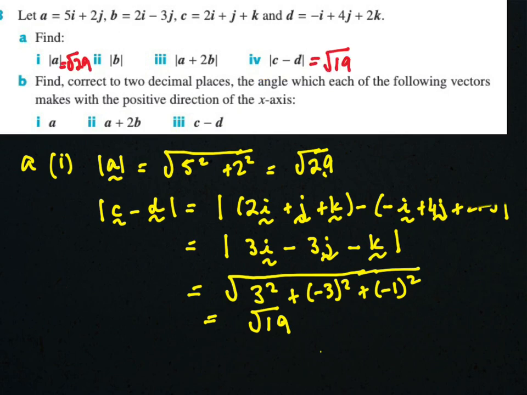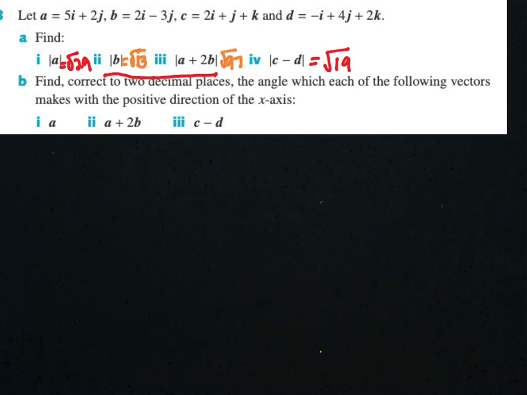You might want to pause and have a go at parts 2 and 3. Okay, let's get back to it. And I think you'll find the answers are the square root of 13 for part 2 and the square root of 97 for part 3. All right, find correct to 2 decimal places the angle which each of the following vectors makes with the positive direction of the x-axis.